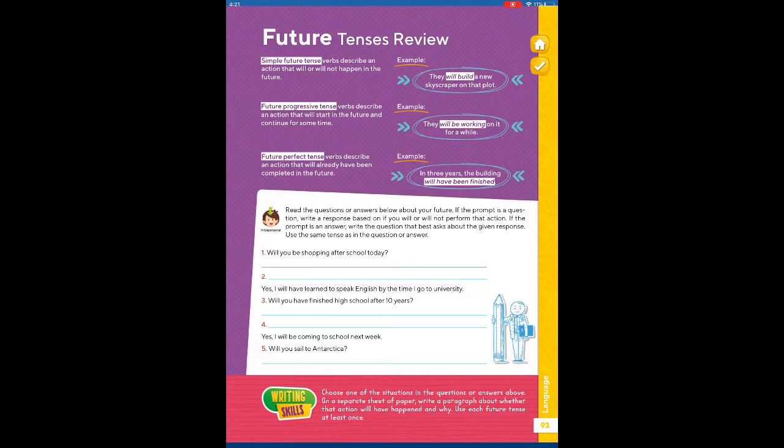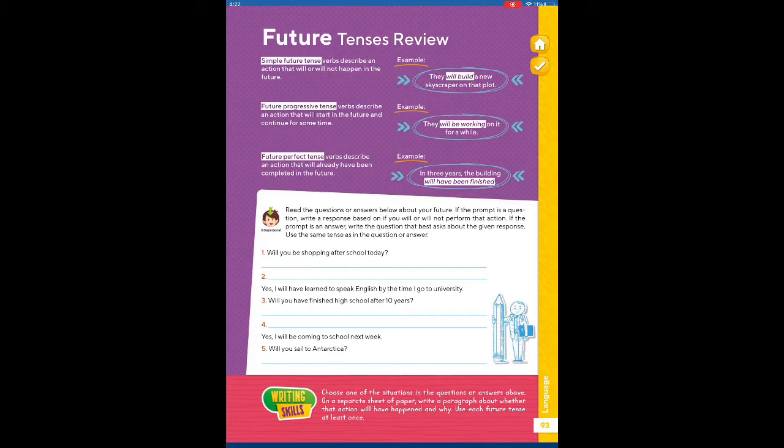Okay? So read the questions or answers below about your future. If the prompt is a question, write a response based on if you will or will not perform that action. If the prompt is an answer, write the question that best asks about the given response. Use the same tense as in the question or answer. So if you see a question in future progressive tense, you have to answer in future progressive tense. If you find an answer in future perfect tense, you have to ask the question in future perfect tense.